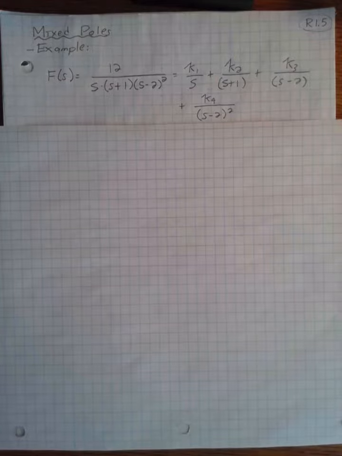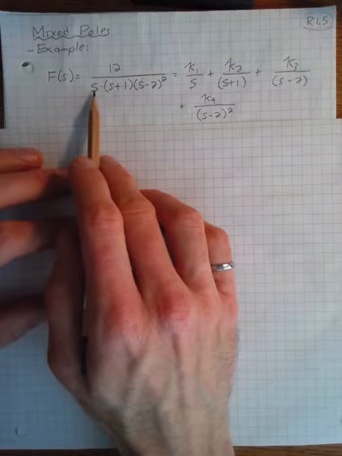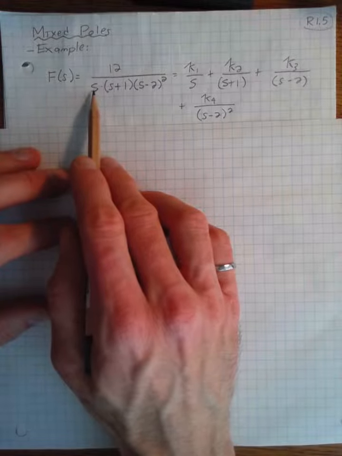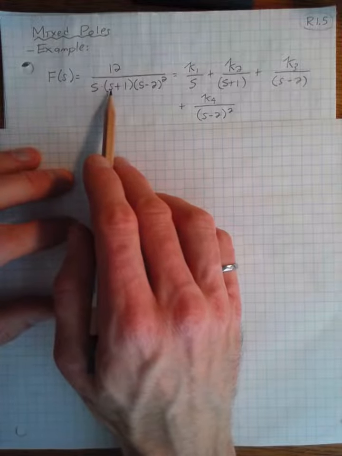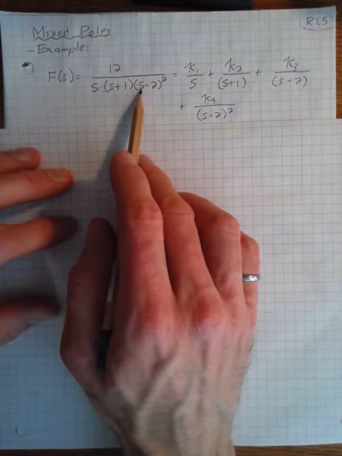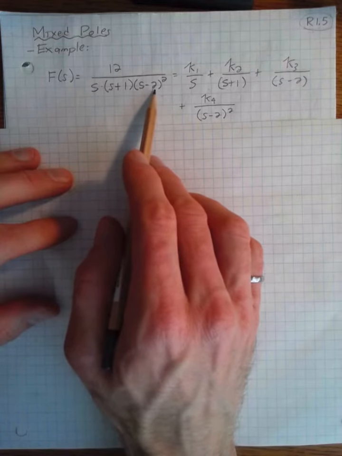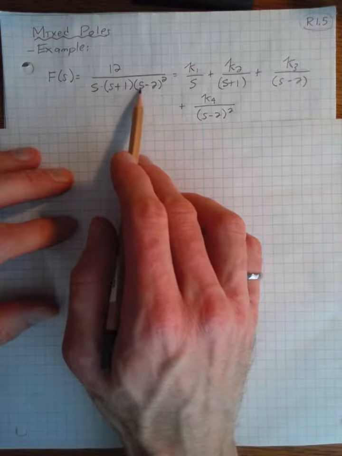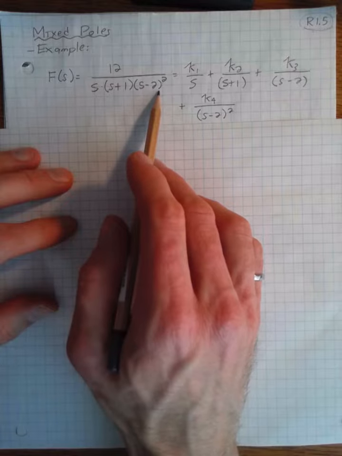And the final case I wanted to talk to you about is the case of mixed poles. Mixed poles refers to the situation where we have some repeating poles and some poles that are unique. In this example, we have a pole, this is equivalent to s plus 0, so we have a pole at 0, s equal to minus 1 is a pole, and s equal to 2 is also a pole, because all those values cause our denominator to go to 0. But the s minus 2 term repeats itself twice.